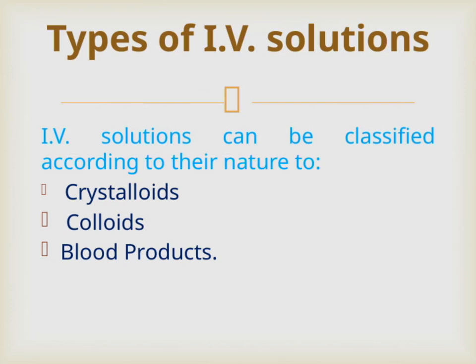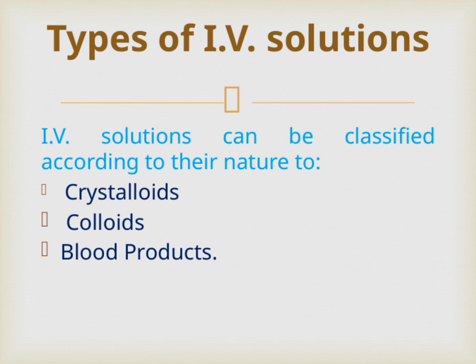Now, let's take a closer look at the different types of intravenous solutions. IV solutions can actually be classified based on their nature into three main categories: crystalloids, colloids, and blood products. Crystalloids are the most commonly used. They are solutions that contain small molecules like electrolytes that can easily pass through cell membranes. These are ideal for rehydration and maintaining electrolyte balance. Colloids, on the other hand, contain larger molecules which stay within the blood vessels and help increase blood volume more effectively. They are often used when there's significant blood loss or plasma volume expansion needed.